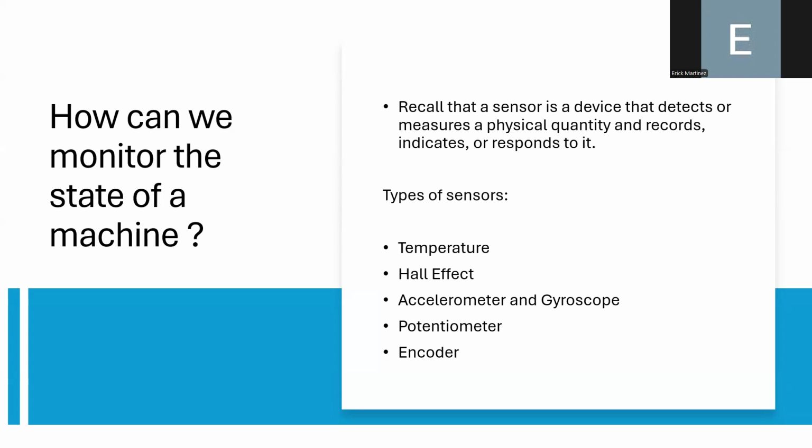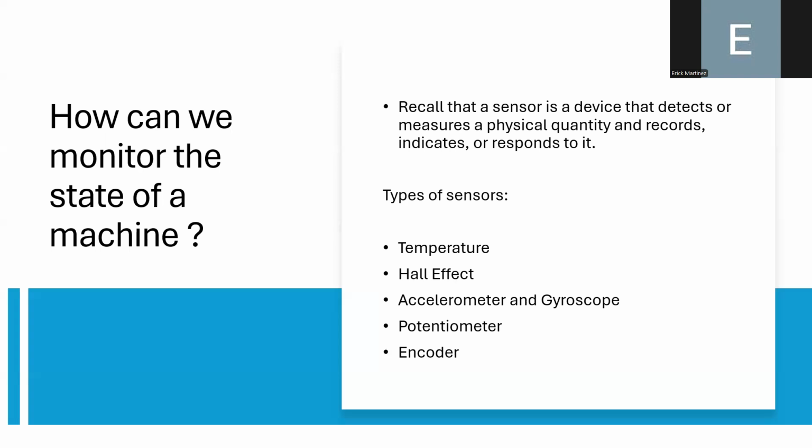In the case of the sensors that we can use to monitor the state of the machine, we can use temperature sensors, Hall effect sensors, accelerometers and gyroscope sensors, potentiometers and encoders. For example, a temperature sensor will allow you to monitor the temperature state of the machine. The Hall effect sensor can be used to monitor the speed of the motor, or also to monitor the current that the motor is demanding. Accelerometers and gyroscopes are also used to monitor the vibrations of the system, in particular mechanical vibrations.